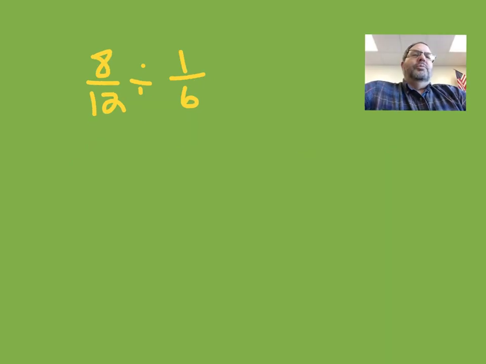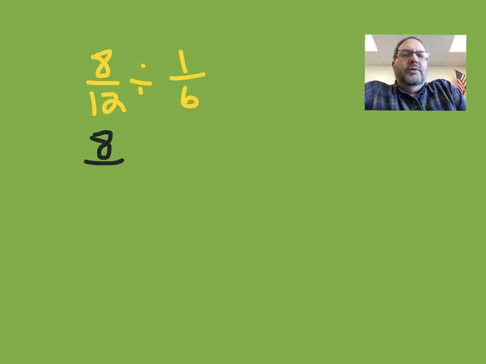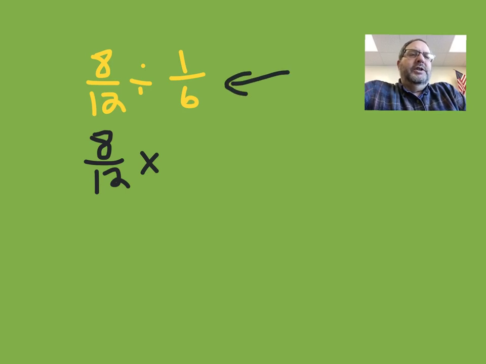Here I have a second division problem. I have 8/12 divided by 1/6. Again, we don't divide fractions, we turn it into a multiplication problem. So in changing this one, my 8/12 stays the same. My division sign becomes multiplication. And then I use the reciprocal on the second fraction. When you hear reciprocal and can't remember what it is, think refliprical. So the denominator becomes the numerator, and the numerator becomes the denominator.